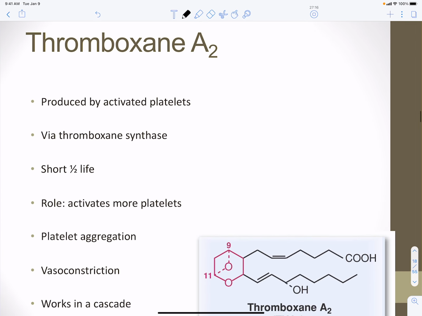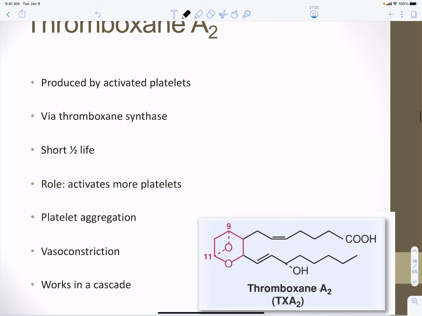And then we have thromboxin A2. Thromboxin is, of course, going to be produced by activated platelets. It has a very, very short half-life. It's going to be involved in platelet aggregation, and it has a cascade. And of course, your thromboxin I2 or your prostacyclin is an antagonist for thromboxin A2. When we talk about your clotting cascade, this is what this means. It works in a cascade, so your thromboxin is part of this whole clotting cascade.